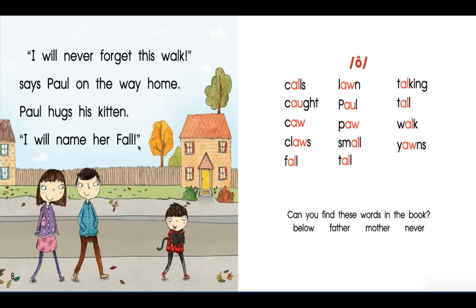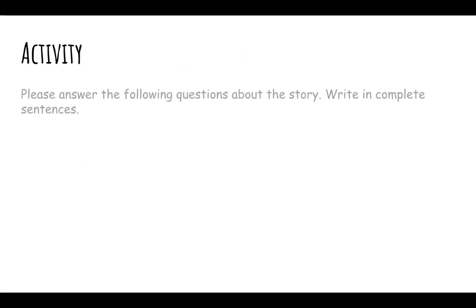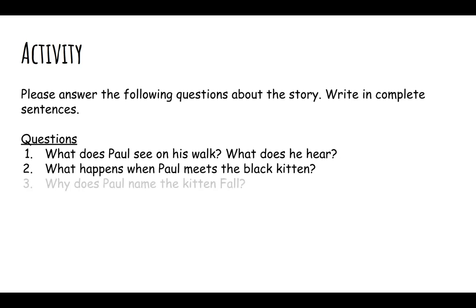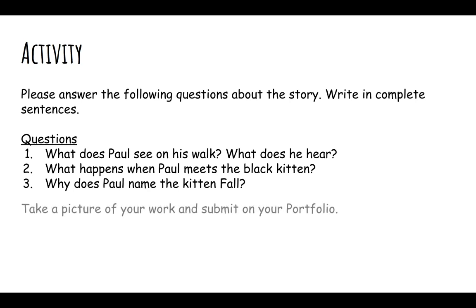Good, excellent job reading. Now let's go into our activity for today. I would like you to answer the following questions about the story, our decodable reader. And when you answer, please write in complete sentences. Our questions are, what does Paul see on his walk? What does he hear? What happens when Paul meets the black kitten? Why does Paul name the kitten Fall?